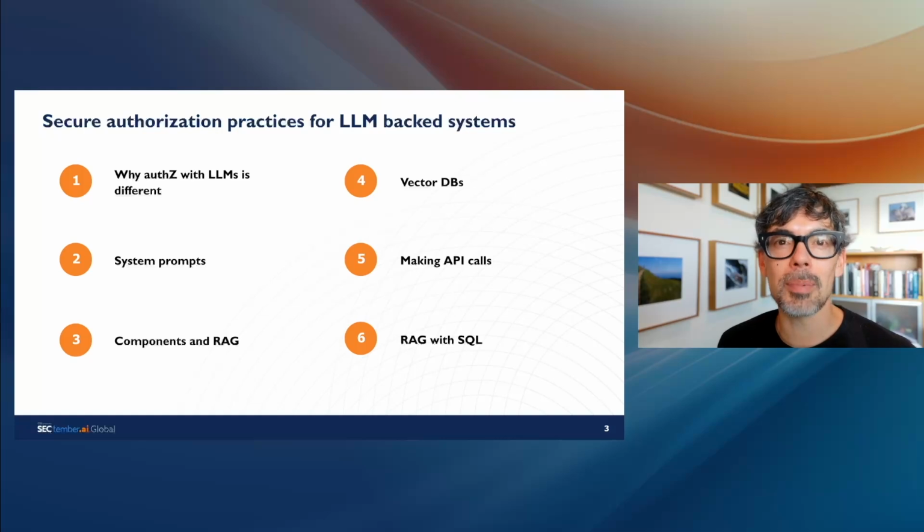So we're going to start out by talking about why authorization is different when you're building a system with large language models involved. We'll talk a bit about system prompts, why you could use them for permissions and setting some restrictions, but why you definitely should not rely on them. We'll also talk about some of the components that enable you to interact with the large language model, and in particular, doing retrieval augmented generation.